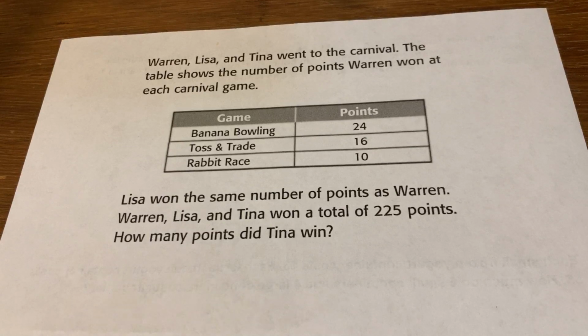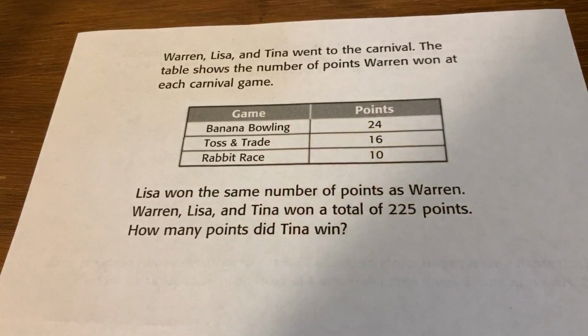So this first one here says, Warren, Lisa, and Tina went to the carnival. The table shows the number of points Warren won at each carnival game. So the table's here. Banana bowling, 24 points, toss and trade, 16, and rabbit race, 10. Lisa won the same number of points as Warren. Warren, Lisa, and Tina won a total of 225 points. So how many points did Tina win? Go ahead and try that one on your own.